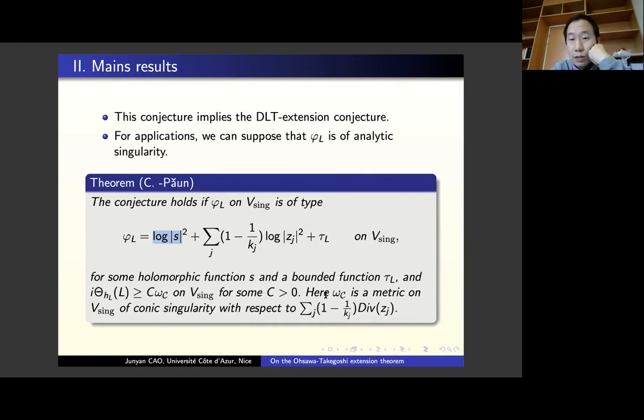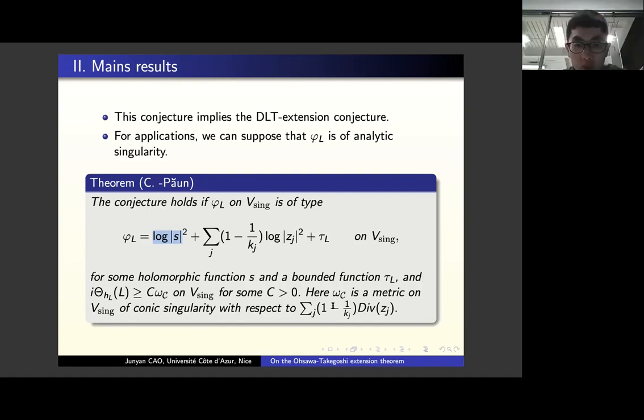So that's a little bit of difficulty for the constant here. For our proof, it really depends on the geometry of the conic metric. Thank you. Are there more questions?